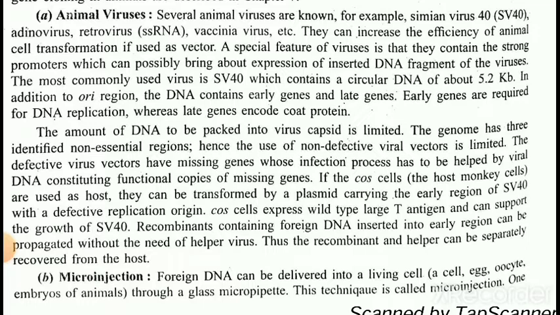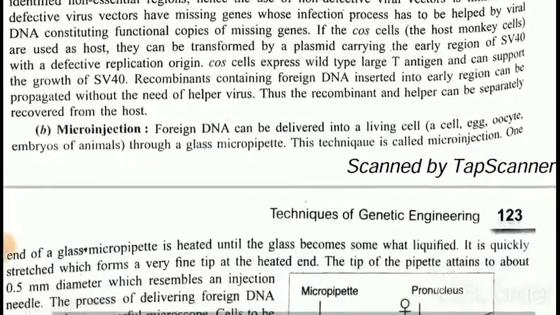The defective virus vectors have missing genes, whose infection process has to be helped by viral DNA constituting functional copies of the missing genes. If COS cells, the host monkey cells, are used as host, they can be transformed by a plasmid carrying the early region of SV40 with a defective replication origin. COS cells express wild-type large T antigen and support the growth of SV40. Recombinants containing foreign DNA inserted into the early region can be propagated without the need of helper virus. Thus the recombinant and helper can be separately recovered from the host.